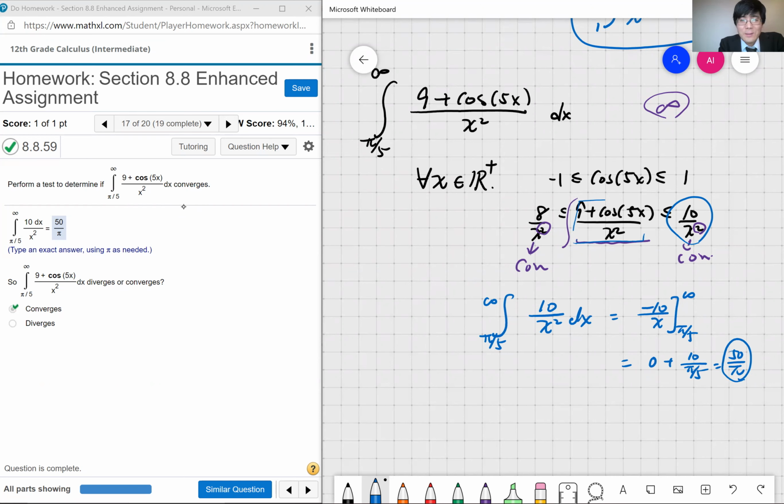So the graph is something like this. The area keeps increasing as the interval goes to infinity, but it is bounded above by 50 over pi, so it must converge to some number. We don't know what number that is, but we can say this integral converges.